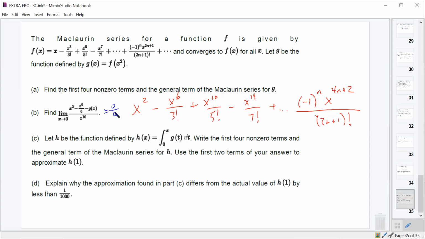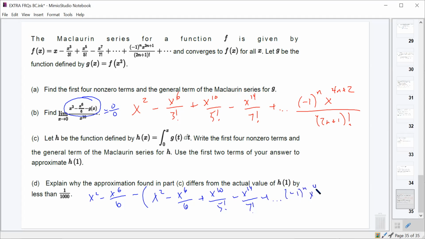So it's indeterminate. But before we start really dealing with that, let's see if we can simplify this numerator, x squared minus x to the 6th over 6 minus g of x. That should look like x squared minus x to the 6th over 6 minus, and then all of this, right? x squared minus x to the 6th over 6, plus x to the 10th over 5 factorial minus x to the 14th over 7 factorial, plus this -1 to the n x to the 4n plus 2 over our 2n plus 1 factorial. And we still are going to be over x to the 10th.